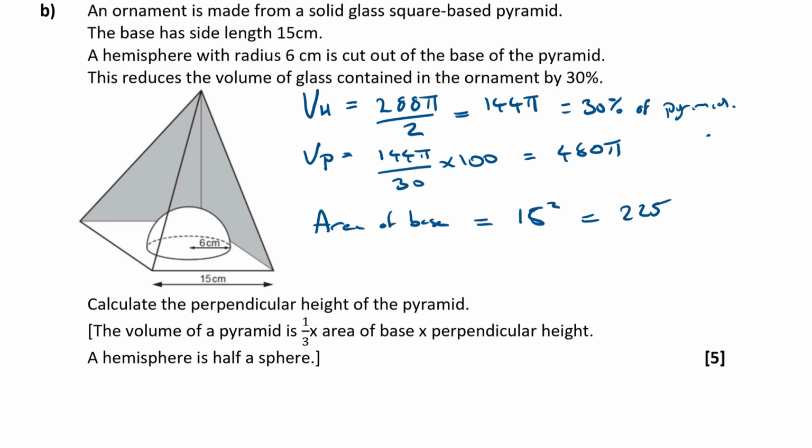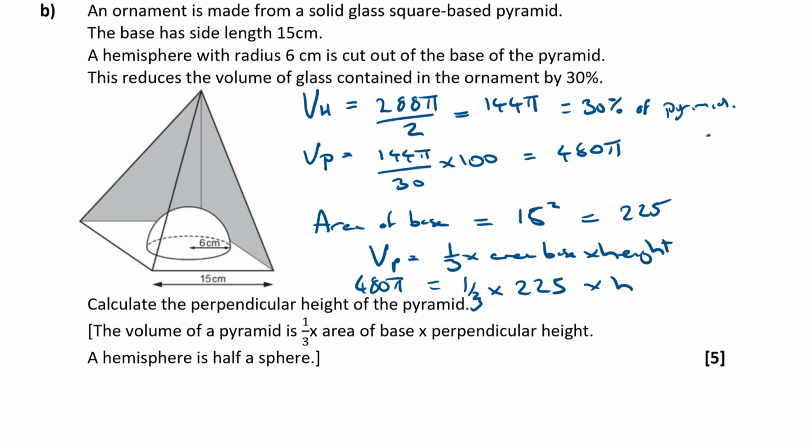So we should be able to then work out what the perpendicular height is. So now using the volume of the pyramid is 1/3 times the area of the base times the height. We know everything in there bar the height, don't we? So we know that the volume is 480 pi, 1/3 is 1/3, the area of the base is 225, and our height h is what we're trying to find. Okay, so let's rearrange for h. So h is going to be 480 pi times 3 divide by 225.